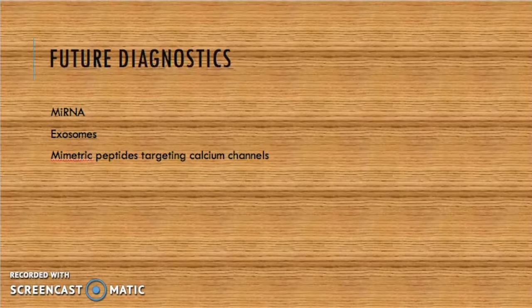Although microribonucleic acids are small, non-coding RNA molecules, they play a key role in modulating gene expression, and their altered level was found in the myocardiocytes in experimental diabetes models.